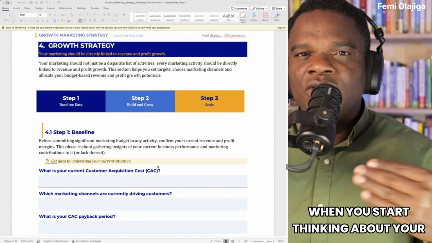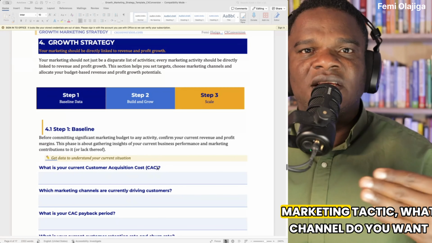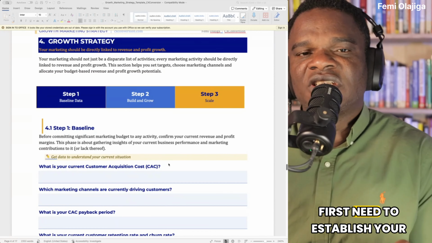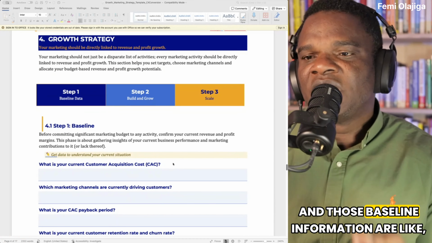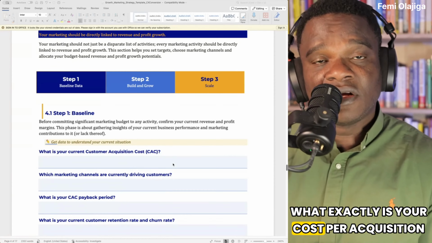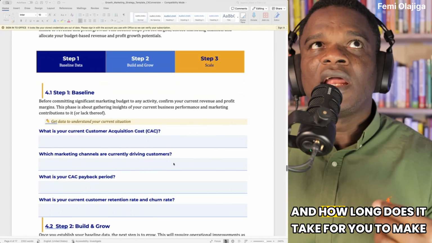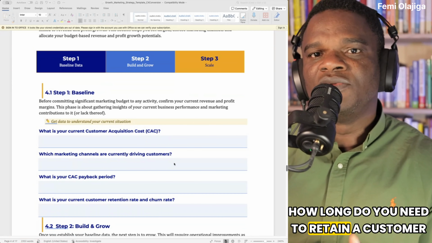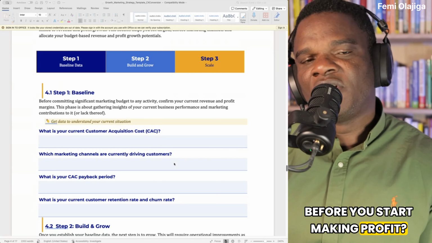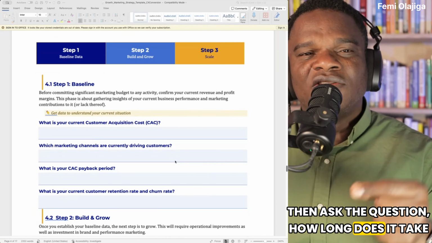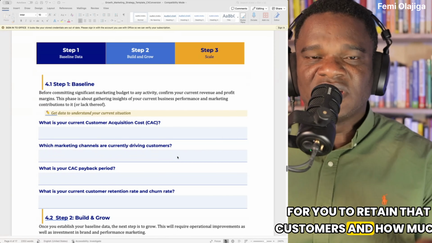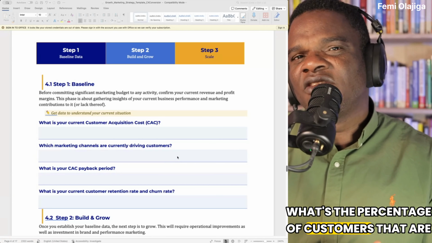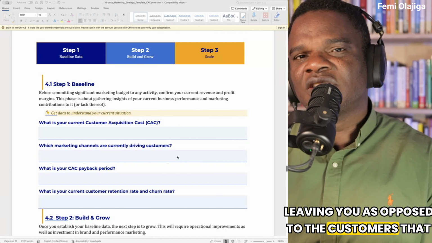So when you start thinking about your marketing tactics, what channel do you want to approach your marketing with? You first need to establish your baseline. And that baseline information is like, what exactly is your cost per acquisition for each customer? And how long does it take for you to make profit on each customer? How long do you need to retain a customer before you start making profit? Then ask the question, how long does it take for you to retain that customer, and what is the customer churn rate? What's the percentage of customers that are leaving you as opposed to the customers that are staying with you?